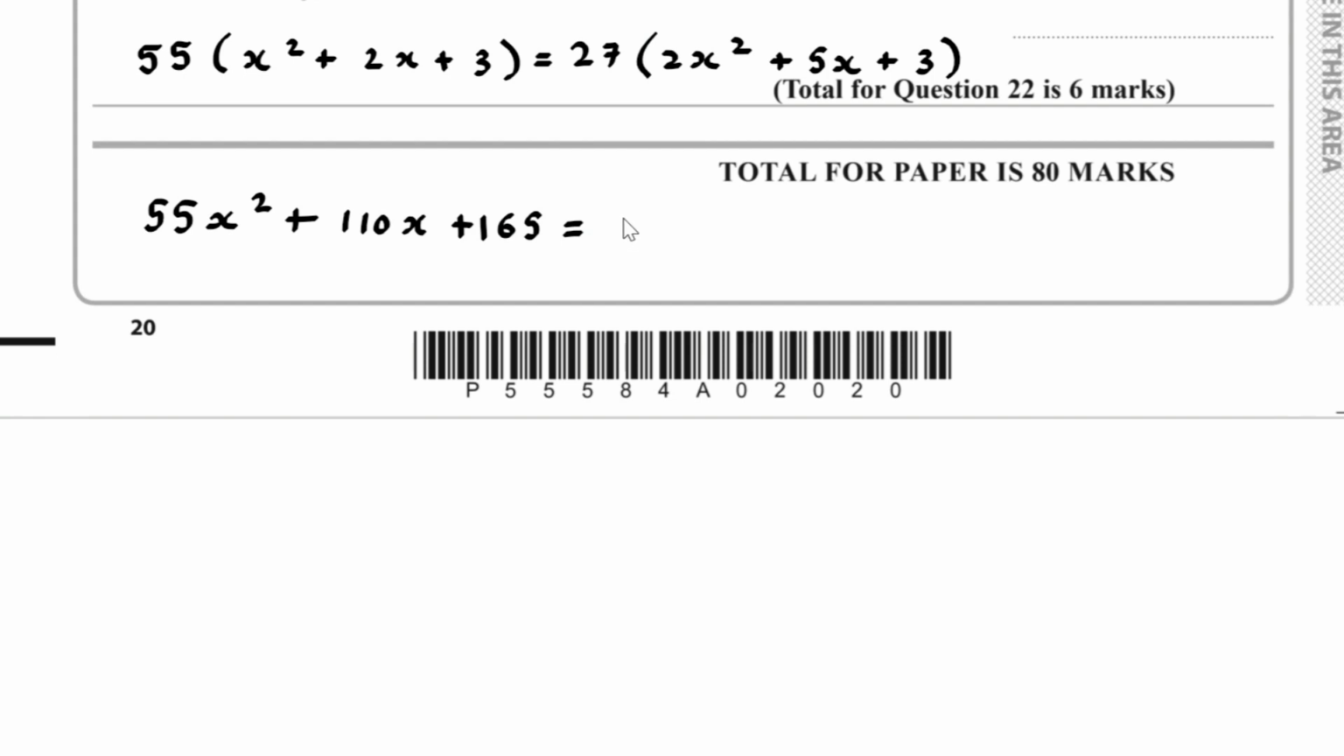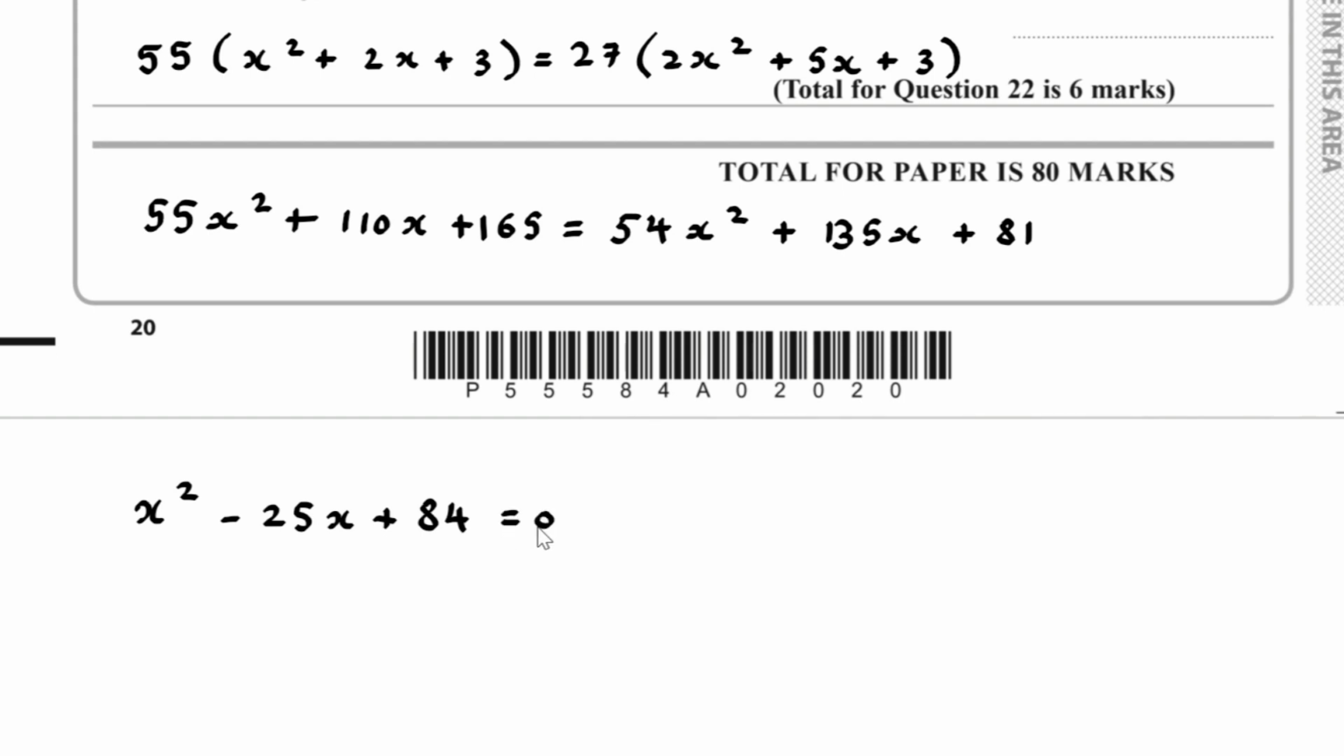and that's equal to 54x squared plus 135x plus 81. So if I take everything over to one side, that means I have x squared minus 25x plus 84 equals 0.